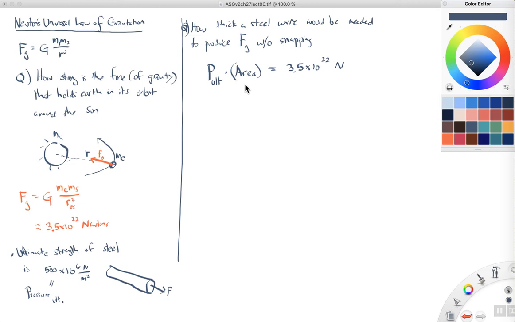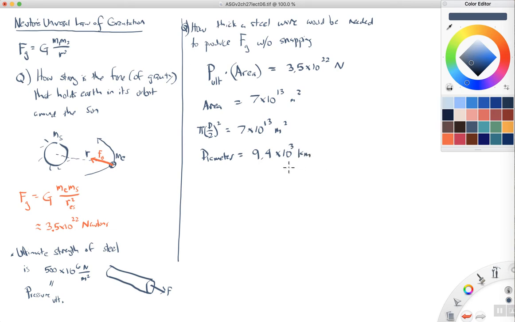Okay, so we solve for the area, divide the force by the ultimate pressure, and when we do that, we'll get about, I'm rounding off a little bit here, 7 times 10 to the 13th square meters. And what's the area of this, if it's a circular cross-sectional wire? Pi times (diameter over 2) squared equals 7 times 10 to the 13 square meters. If we solve for the diameter of this wire, we find it has to be about 9.4 times 10 to the third kilometers.